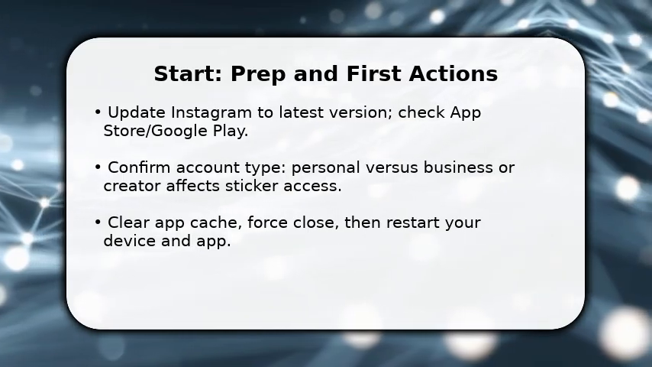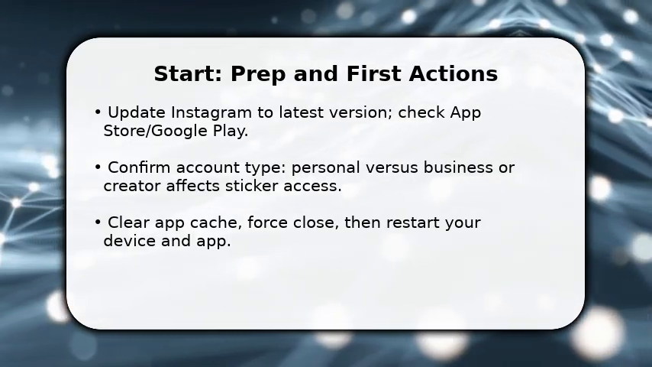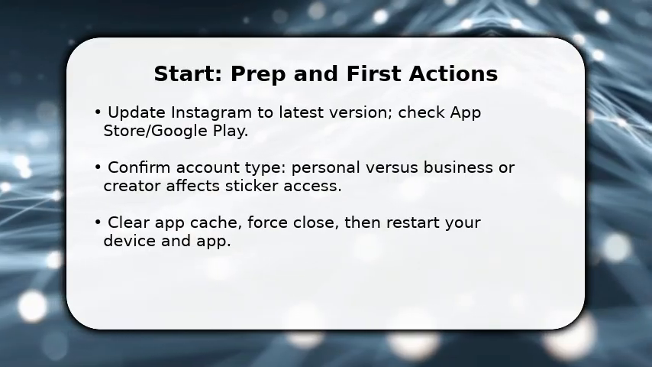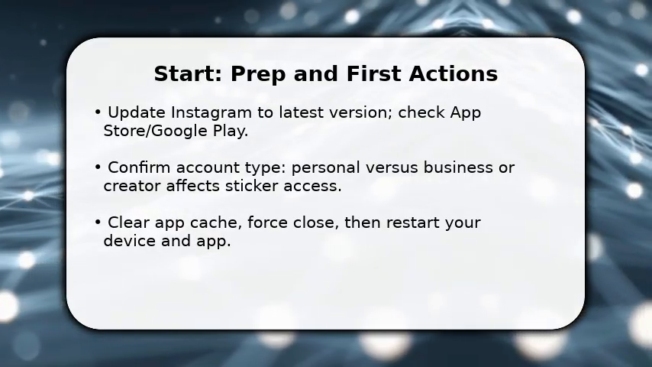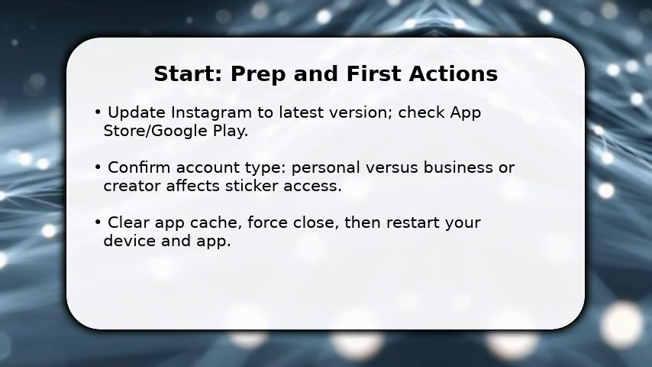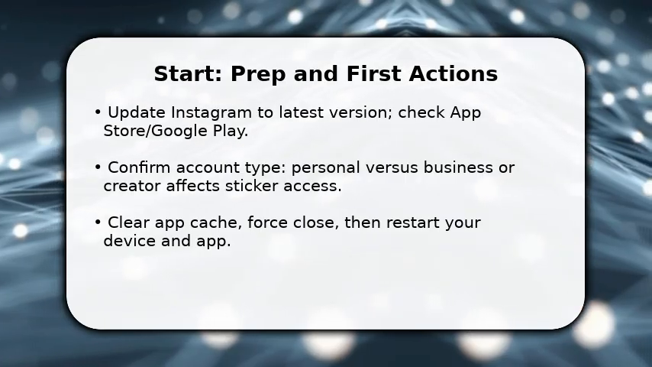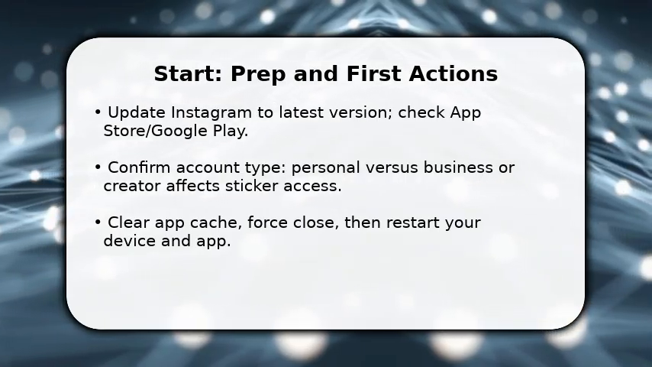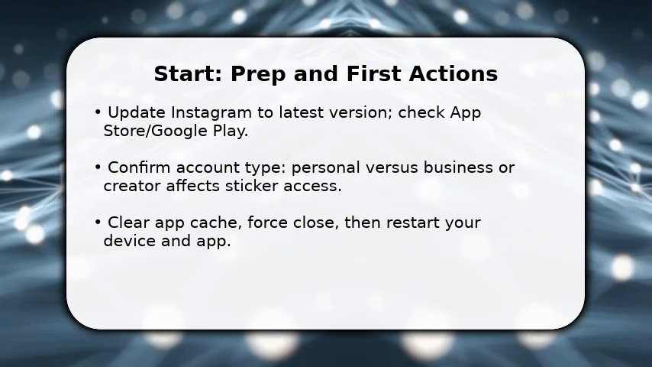Next, clear the app cache and force close Instagram, then restart your device to flush temporary glitches. After the reboot, open Stories camera immediately and check the sticker tray. If stickers still don't appear, switch networks from Wi-Fi to mobile data and proceed to deeper steps.